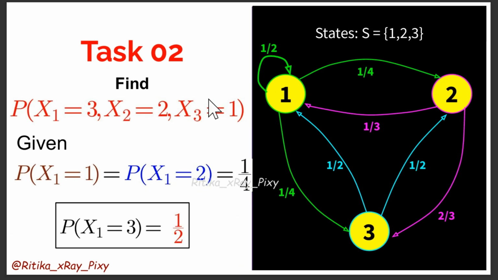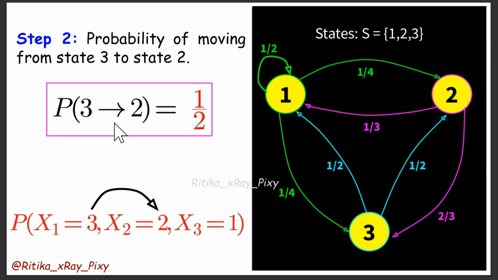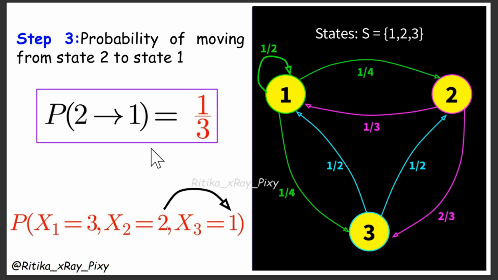Now we will perform step 2, that is, the probability of moving from state 3 to state 2. As you can see in the transition matrix, the probability of going from state 3 to 2 is 1/2. In step 3, the probability of moving from state 2 to state 1 is 1/3. So we are in state 3, then we move to state 2. After this, we move to state 1.